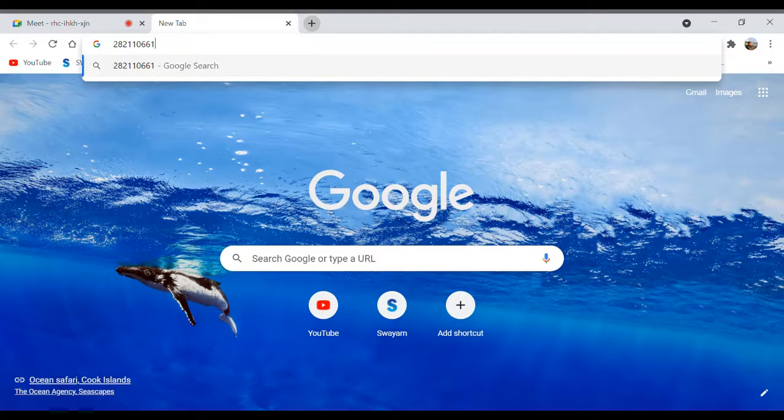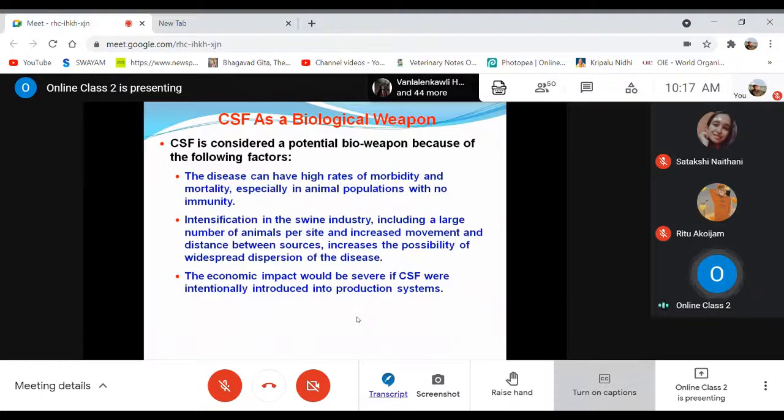most commonly in an animal population with no immunity. That means in those swine populations where they don't have any immunity against this virus. Okay, naive population. What I mean is that they have never been exposed to this infection.